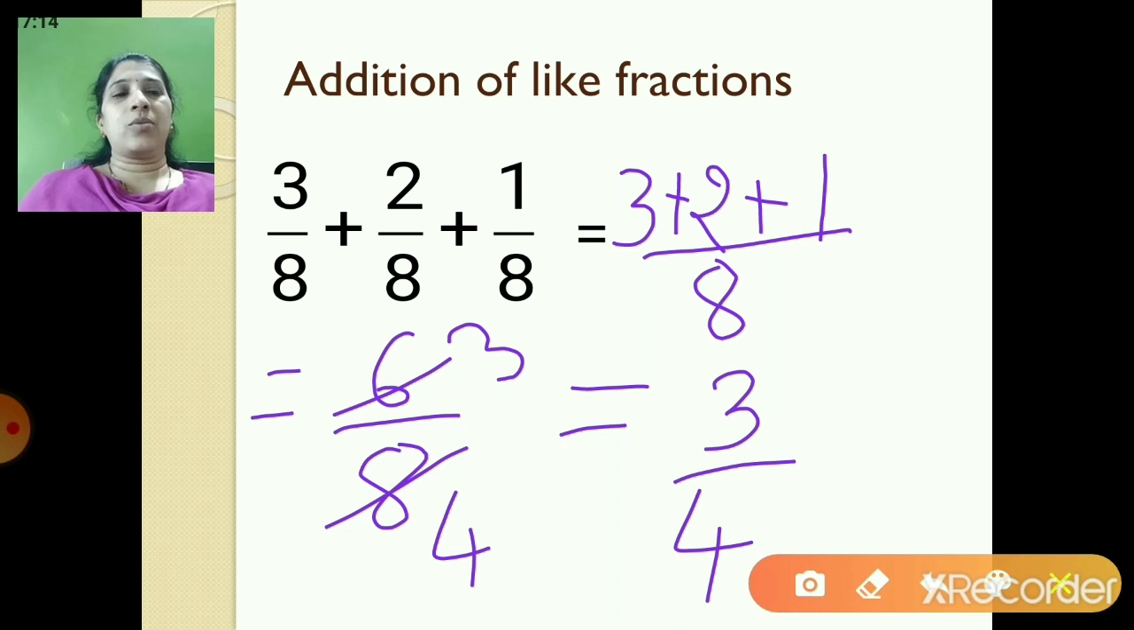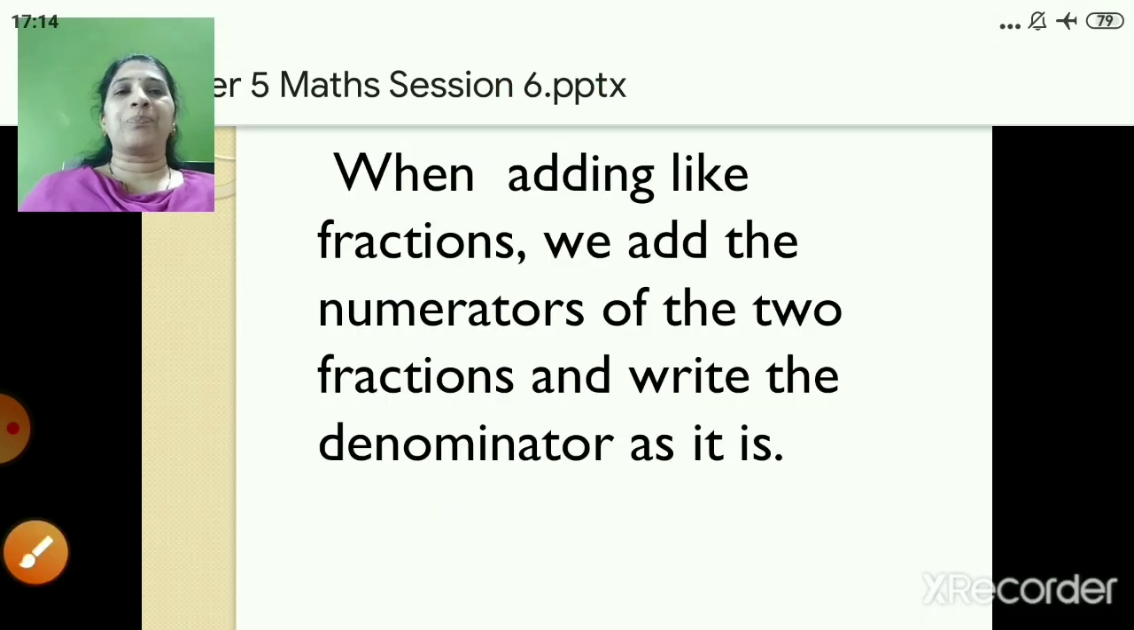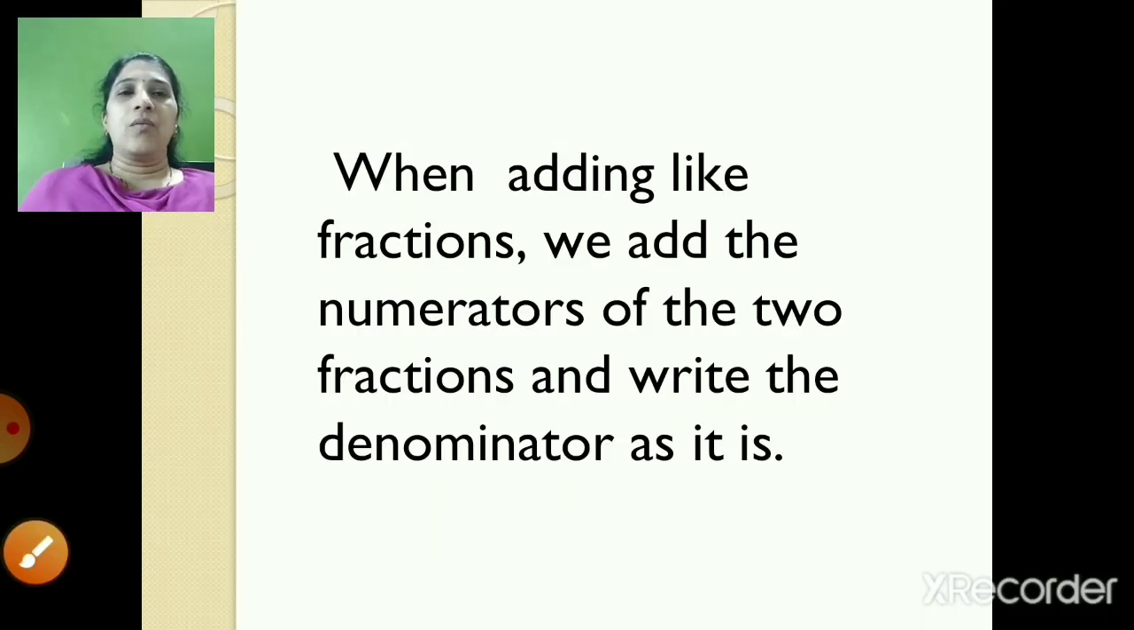So let's move to another example. So before that, what is given? When adding like fractions, we add the numerators of the two fractions and write the denominator as it is. So just now we saw two examples, children. In that what we did? We just added the numerators, right, of the fraction, and denominator was kept as it is.